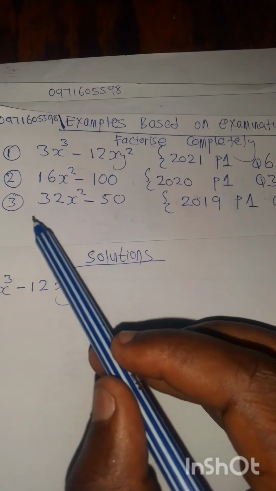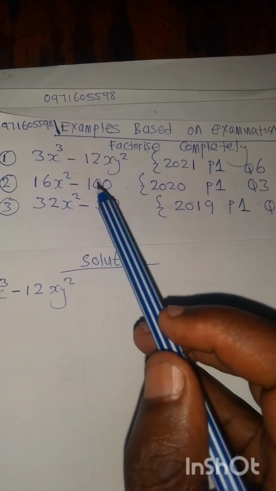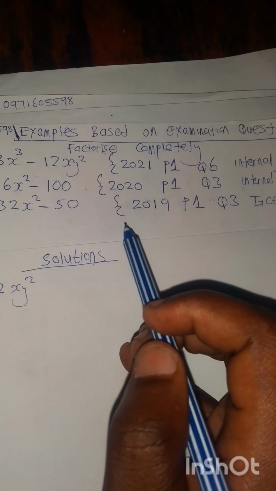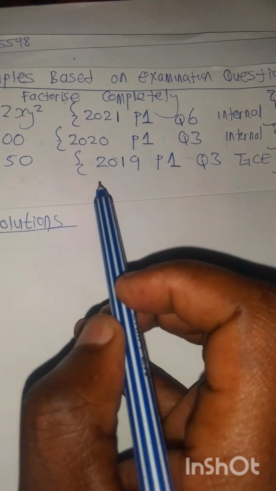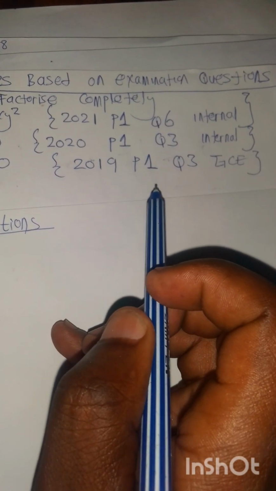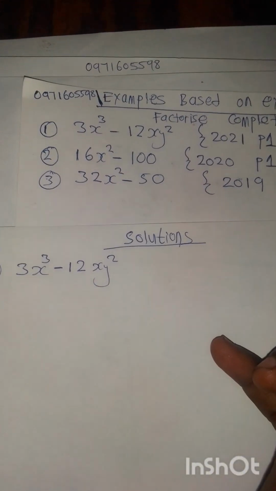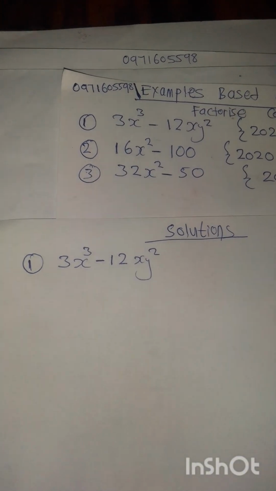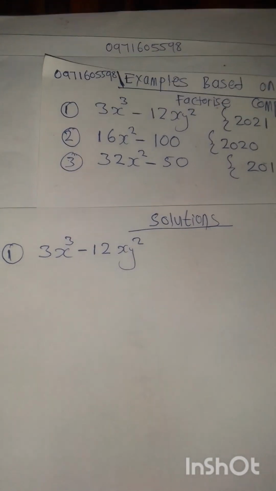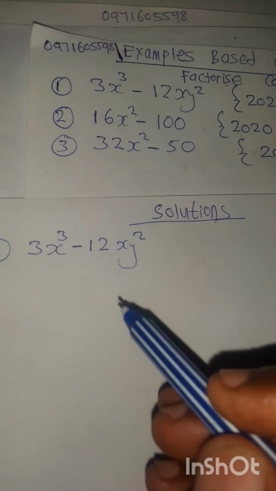Then we have question 3, 32x power 2 minus 5, taken from 2019 paper 1 question 3 GCE. So we start solving with question 1. This is how we are going to solve the question.